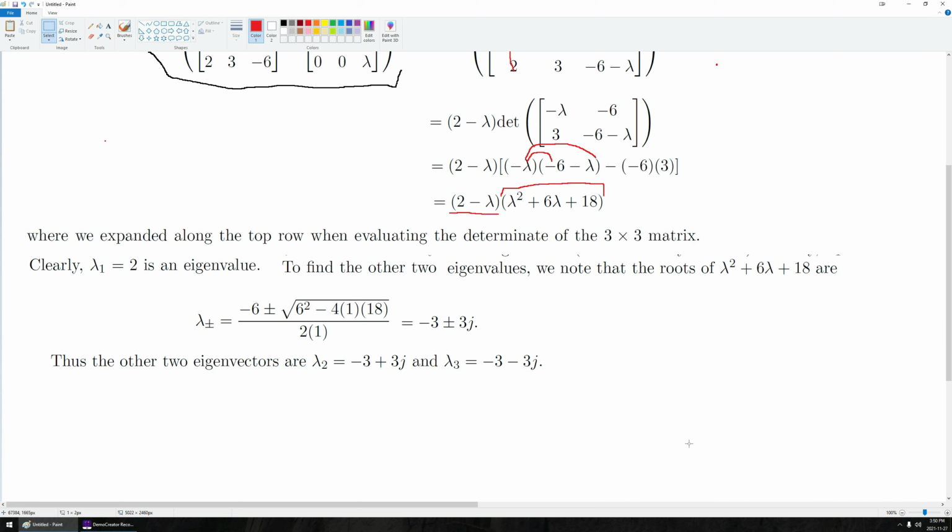Now I have 3 eigenvalues, right? I have this term and this term, which is exactly what I knew should happen, given the fact that this was a third degree polynomial.